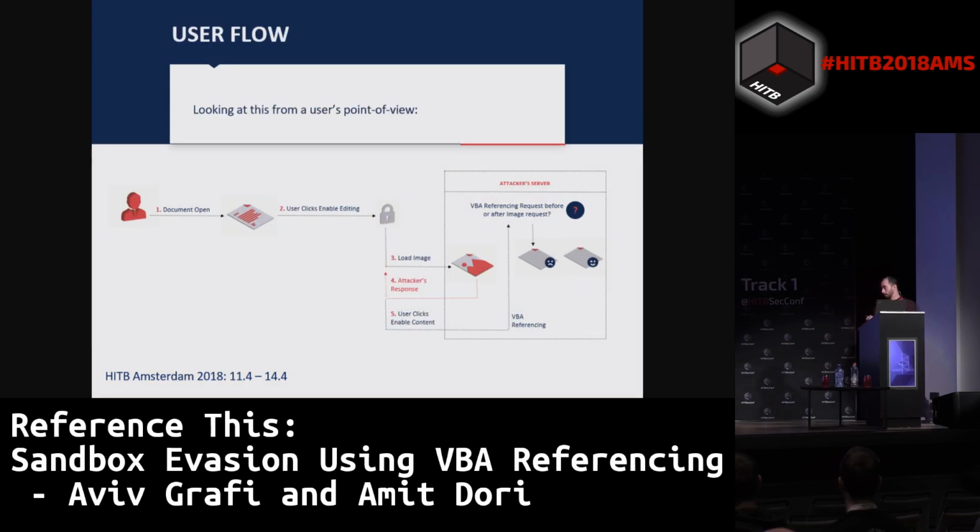And this is what it looks like from the user's point of view. So the user opens the document, and once again, protected view. He enables editing, causing the image to be fetched. And now the attacker marks the image and says, okay, I saw requests for the image. I'm going to remember that. And responds with the image. Once the user clicks enable content, causing the VBA engine to load and VBA referencing, the attacker gets requests for the VBA code, and now he has to decide, have I seen requests for the image before or after? And he says before, meaning that this is a user, and he will reply with the malicious project, the bad, the sad face.